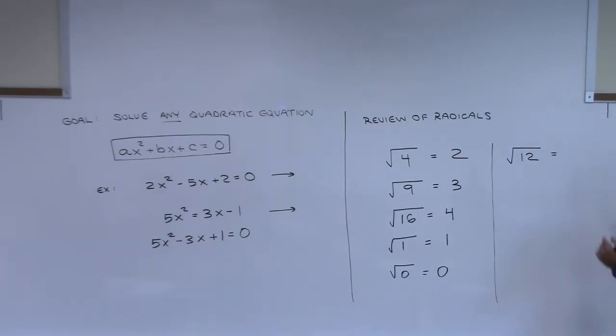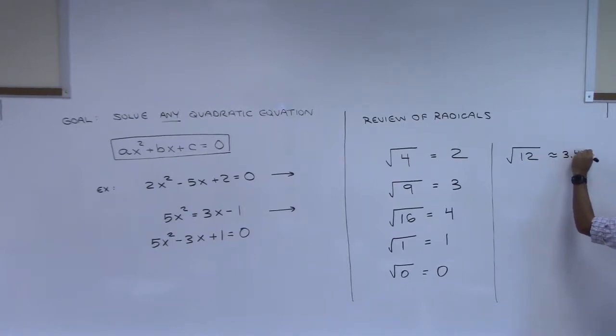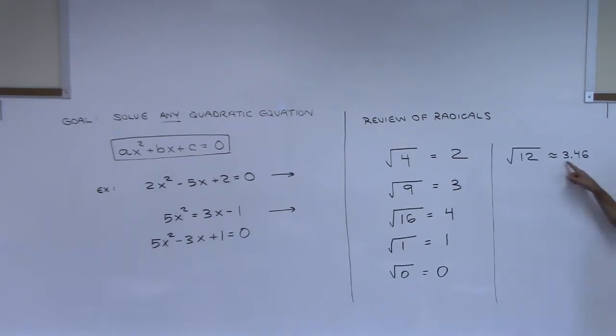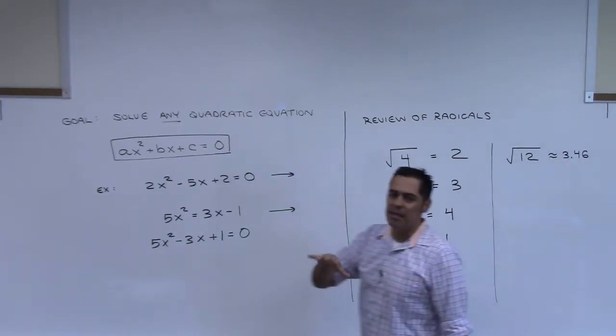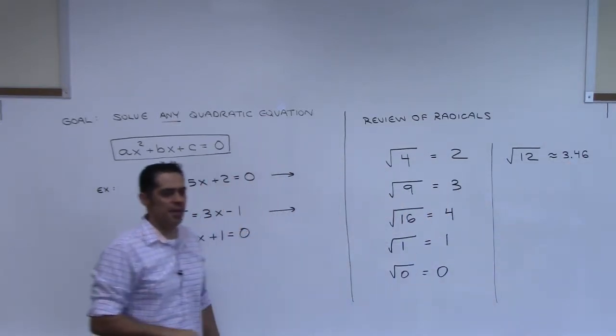I'm getting on my calculator approximately, so I'm going to change this equal sign to a squiggly equal sign, which means approximately 3.46. I'm just going to round it to 2 decimal places. So this is an approximate answer. It's not exact. It's approximately 3.46.